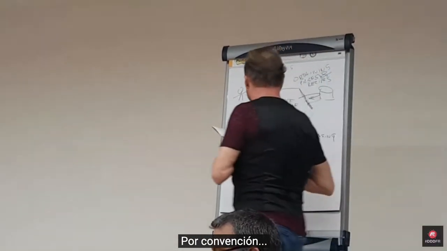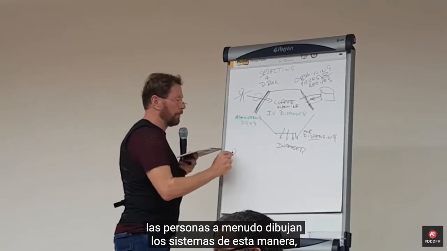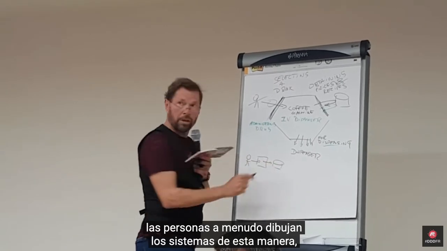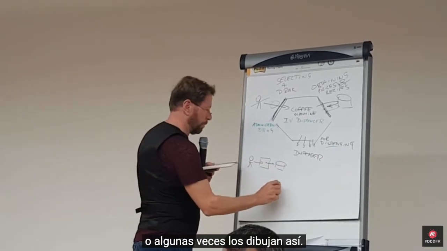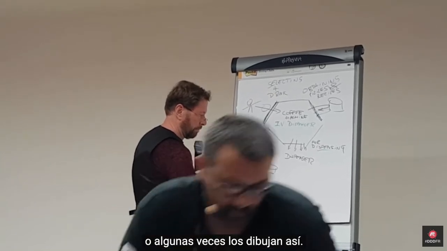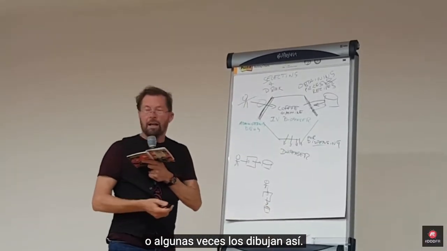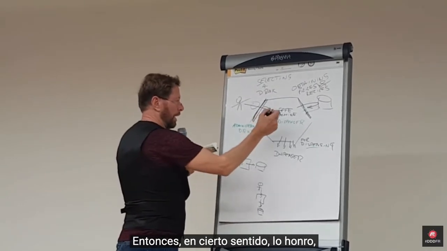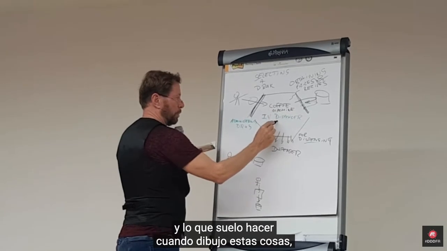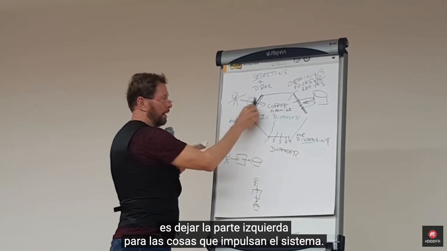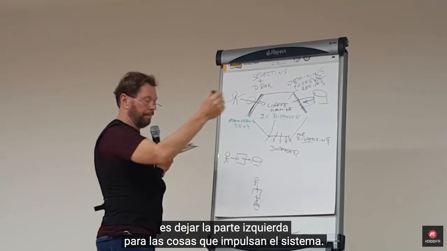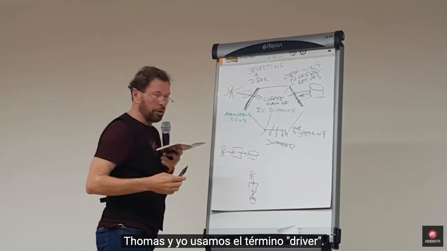By convention, people often draw the user on the one side, people draw systems that way, or sometimes people draw systems that way, right? You guys see that. So in a certain sense, I honor that, and when I'm drawing these things, I tend to split it diagonally. So we've got the left for things that are driving the system. Thomas and I use the term driver.